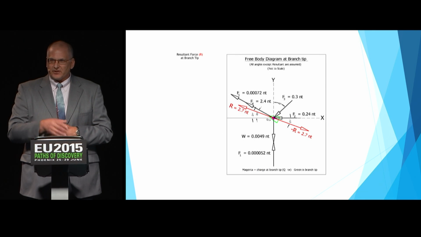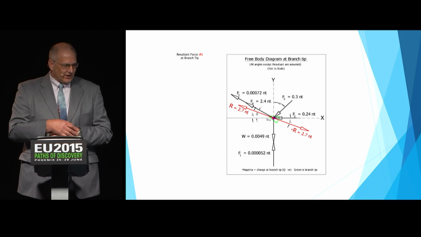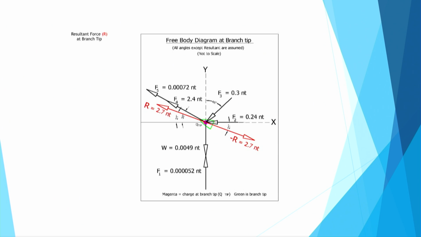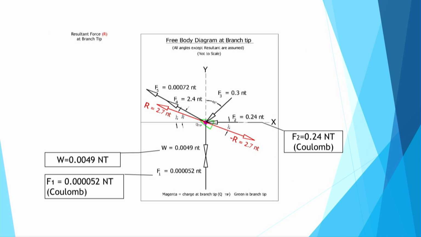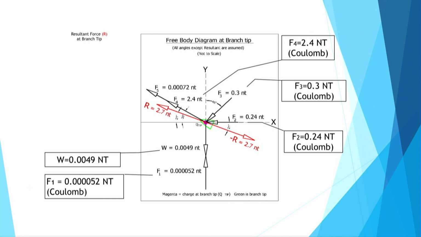After 2 pages of calculations, and I've got them in the back there if anybody wants to read them, we get the resultant vector force at the branch tip. W is 0.0049 newtons. F1, the charge in the earth, is 0.000052 newtons. The force pushing horizontally to the left between the trunk and the tip is 0.24 newtons. And the Coulomb force in the branch above is 0.3 newtons. They're getting bigger. And the force inside the tip is 2.4 newtons, much bigger.